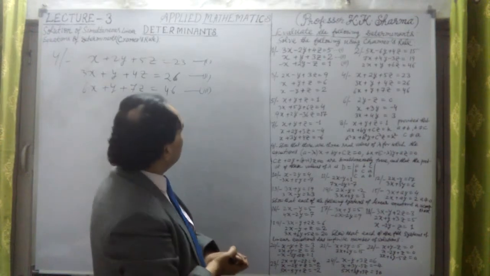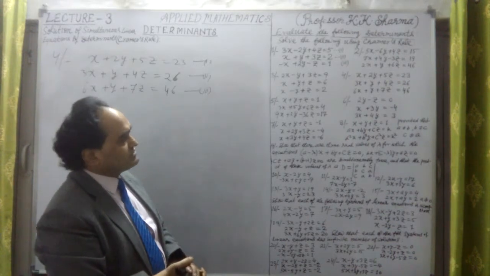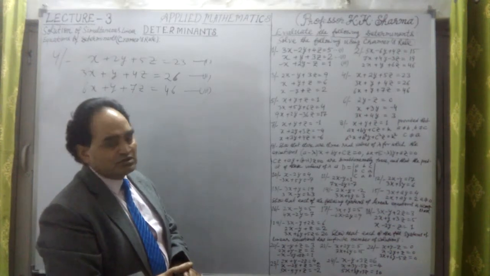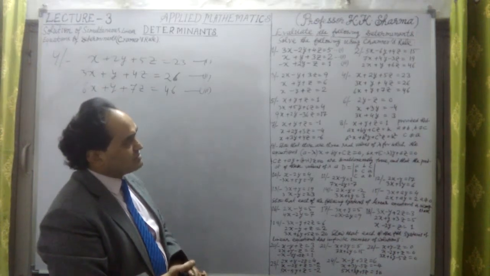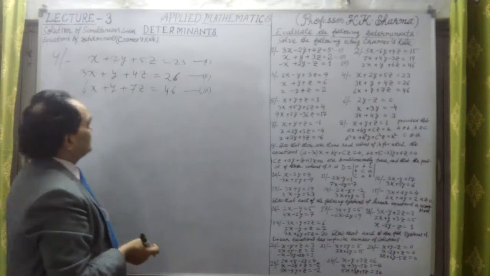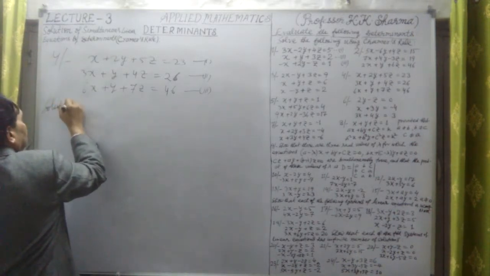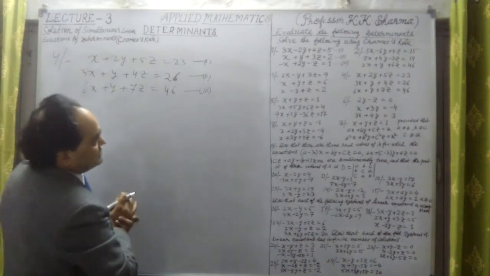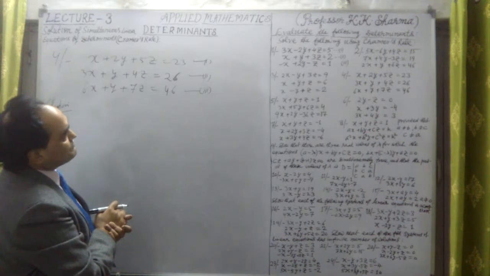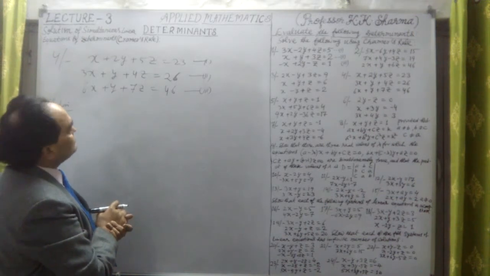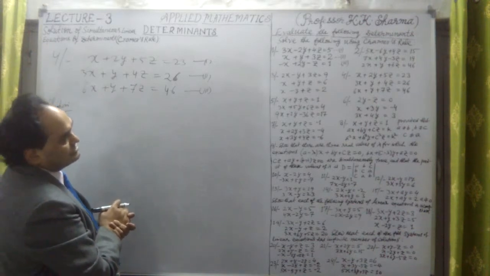Okay, here are the three equations we have been given. We solve them again with the help of Cramer's rule. Determinants: the solution of determinants is only by Cramer's rule. Again, let's solve it and check whether the equations are exactly written. x plus 2y plus 5z equal to 23, 3x plus y plus 4z equal to 26, 6x plus y plus 7z equal to 46.